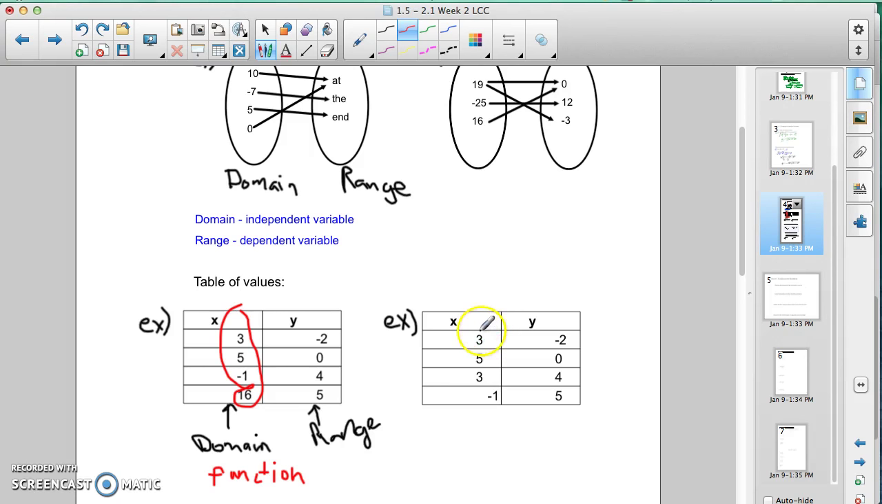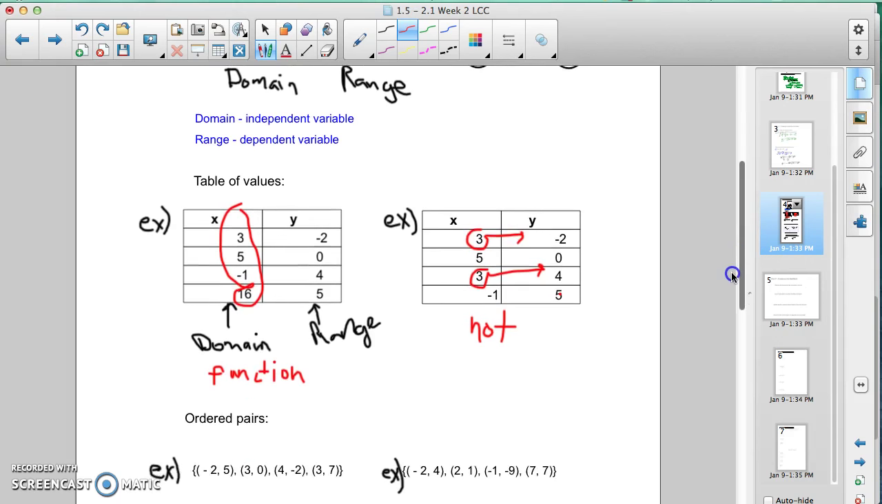Now, over here we have a problem. This right here is going to a value of -2, and then later on in the list the same value is going to 4. So this is not a function because of that 3 value there. Still, the domain values here are 3, 5, and -1, and the range values are -2, 0, 4, and 5. Even though it's not a function, it still has a domain and range. And we just list them out in pairs or in a list.